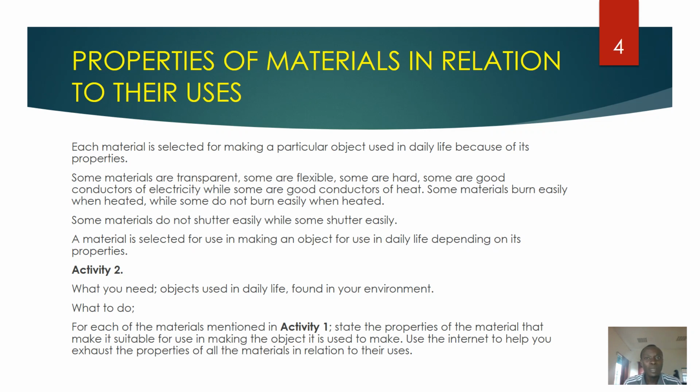So, what are the properties of materials in relation to their uses? It is very important that we know the objects that we use in daily life, and also the materials that we can use to make these particular objects. For example, it is very important to know that we use a spoon. But a spoon can be made of plastic, and a spoon can also be made of metal or iron. In activity 2, we shall need objects we use in daily life or in our environment. For each of the materials we mentioned in activity 1, we shall state the properties of the material that make it suitable for use in making the object it is used to make. So use the internet to help you exhaust the properties of all the materials in relation to their uses.